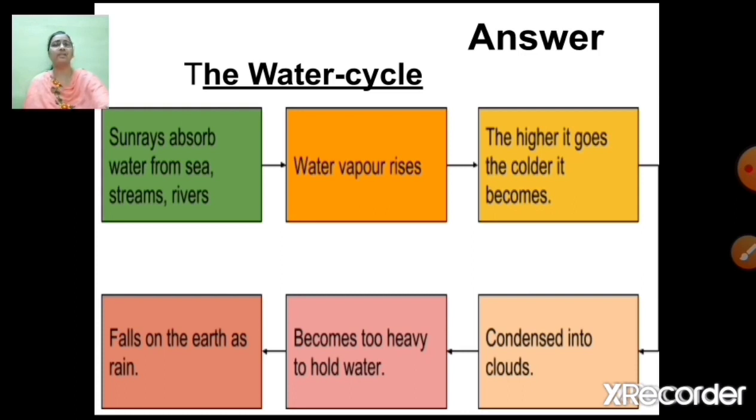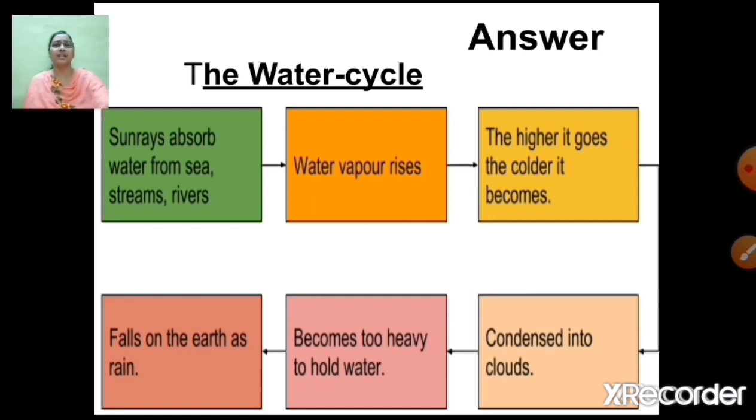Then we will give an arrow. That is very important. You have to give a proper arrow to show the next step. Water vapor rises. Then again you have to give an arrow to the next step. The higher it goes, the cooler it becomes. Then again give an arrow and move towards the next step.